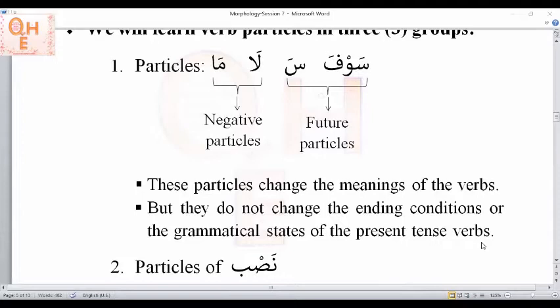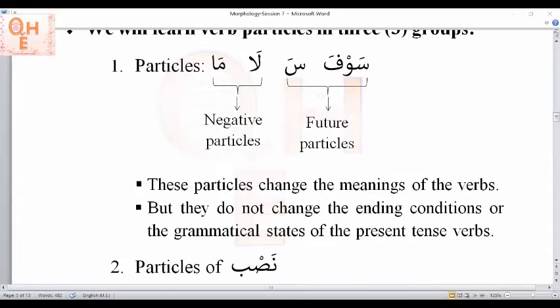If the ending condition or the ending pattern or ending conjugations of the verbs change, we say the grammatical state also has been changed. But these four particles that we are going to learn today do not cause any grammatical state change, meaning they do not cause any change in the ending condition of the verbs. The only change they make is in the meanings of the verbs. Okay, so this is the first group we will learn.